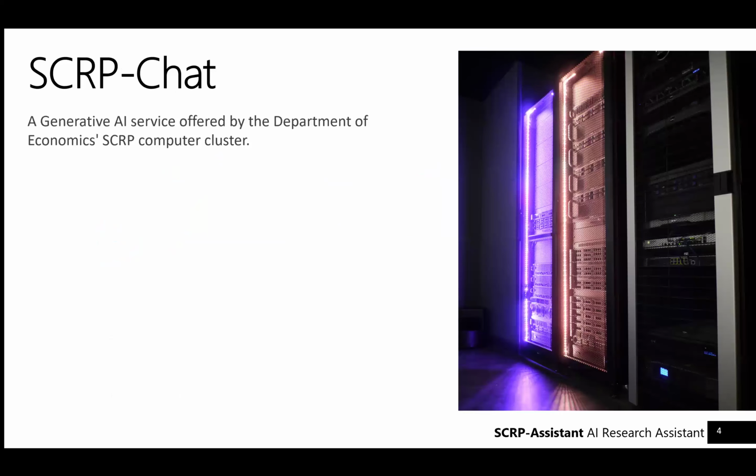Now, building on top of that is something we have offered in the past 2 years: SCRP Chat. The cluster started in 2020, several years before ChatGPT. When ChatGPT came out, it became increasingly apparent that this is something very important. So we offered an on-site service called SCRP Chat, which is basically our own ChatGPT.